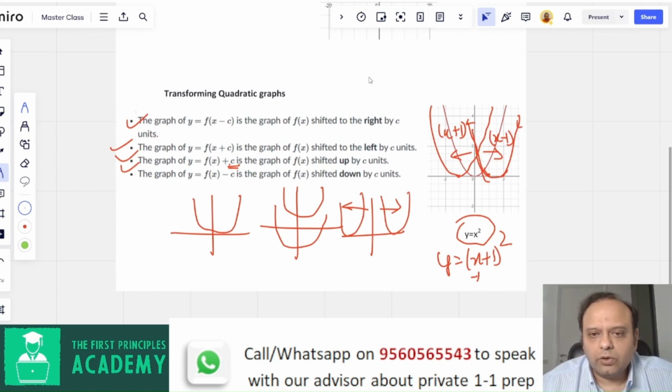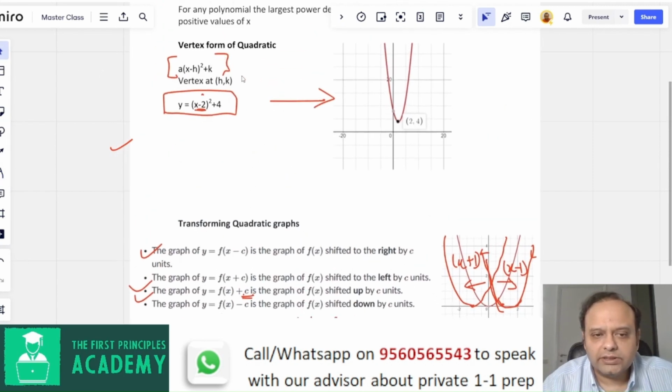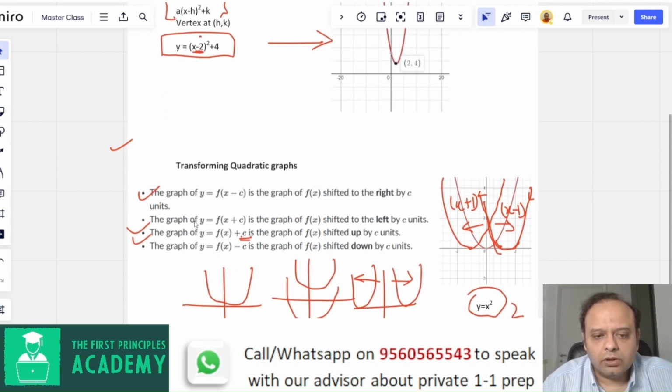Okay, so what all did we cover? We learned a couple of things here. What is the vertex form? If it's x minus h whole square plus k, then the vertex is at h comma k. And what are the rules to use to transform quadratic graphs? Now let's go back to the question and apply this.